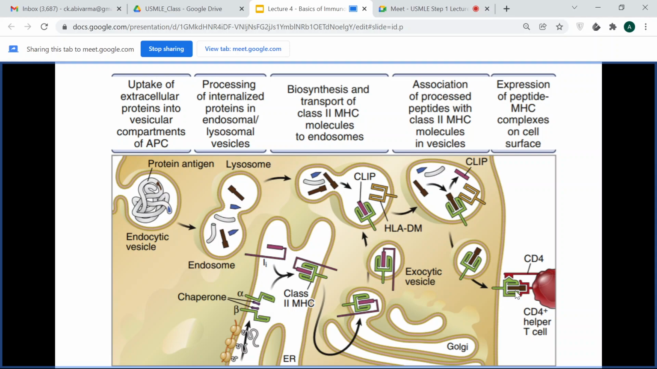So for class 2, things you have to keep in mind: extracellular pathogens come into phagolysosome fusion, and then eventually the peptide binds to the MHC class 2 and is expressed outside for CD4, because 4 times 2 is 8.